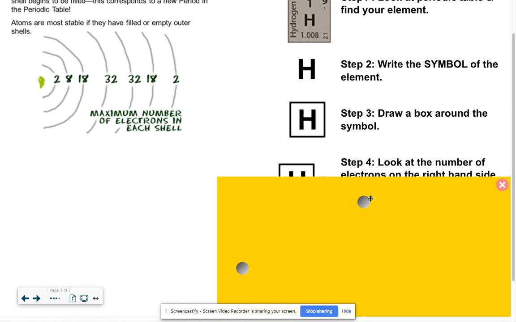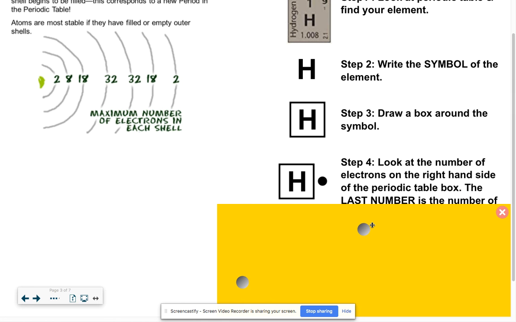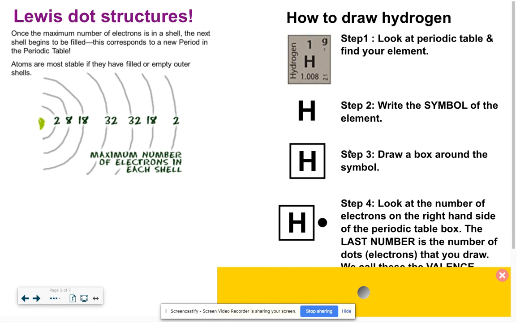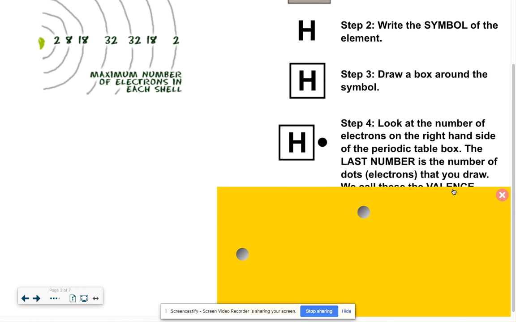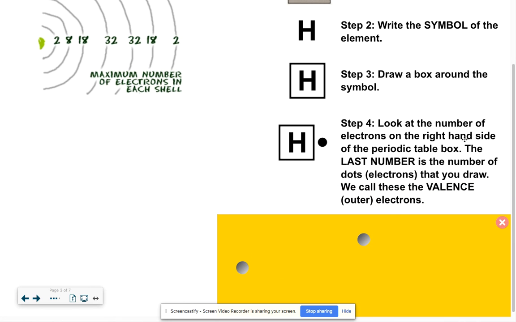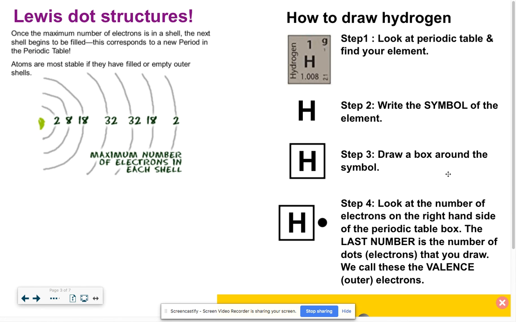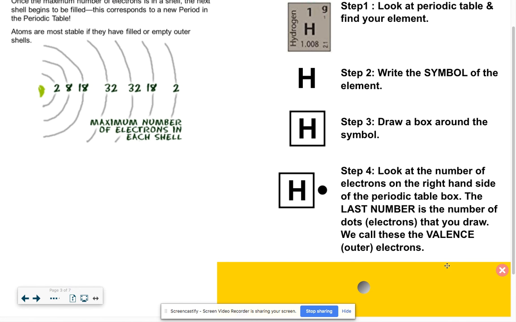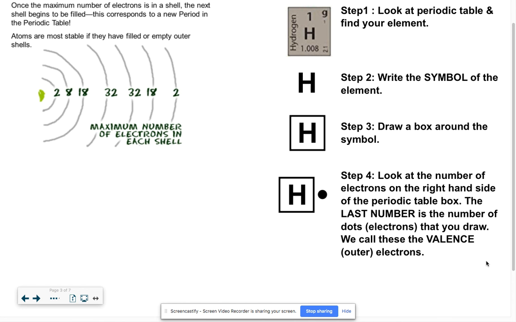In step 4, you're going to look at the number of electrons on the right-hand side of the periodic table box. So if I go up here, there is a number 1. So there's only 1 electron. And the last number is the number of dots or electrons that we draw. So since there's only a number 1, we're only going to draw 1 electron. So there's 1 electron total, and there's only 1 what we call valence electron. So the valence electrons are the things that we need to keep in mind because they're the ones that are going to tell us how reactive our elements are. And since there's only 1 electron for hydrogen, hydrogen kind of bonds with a lot of things.